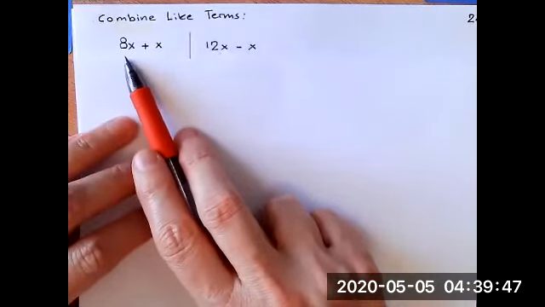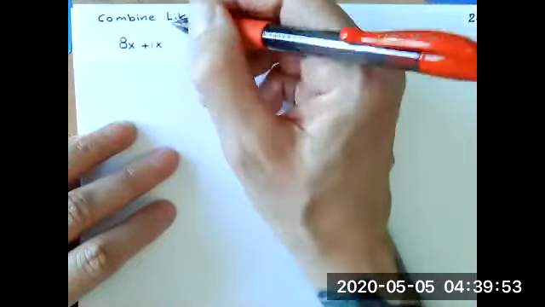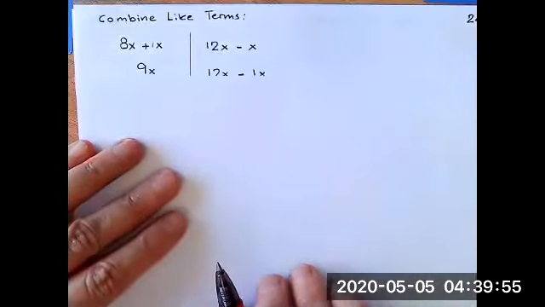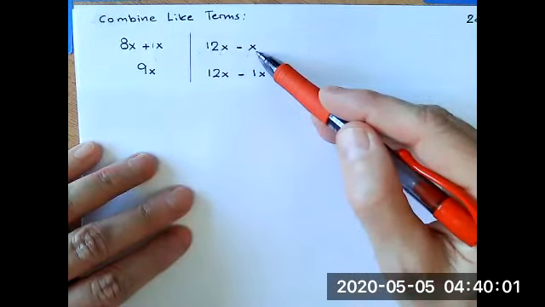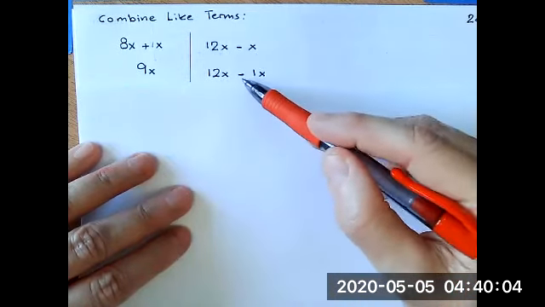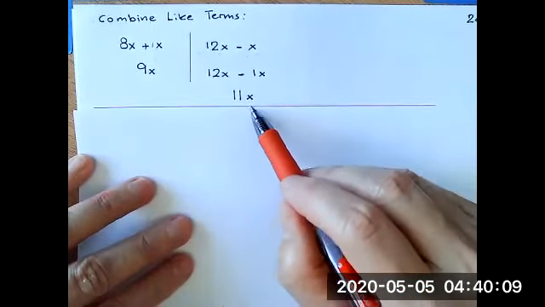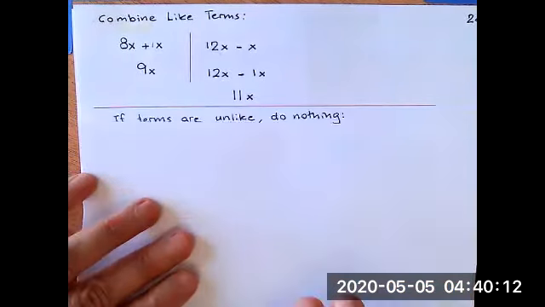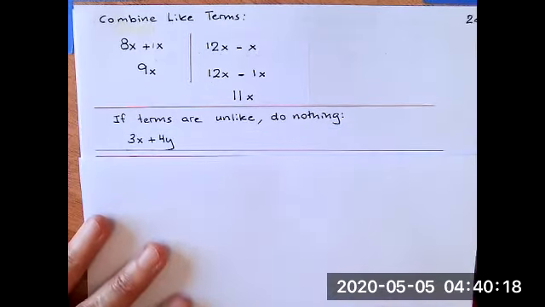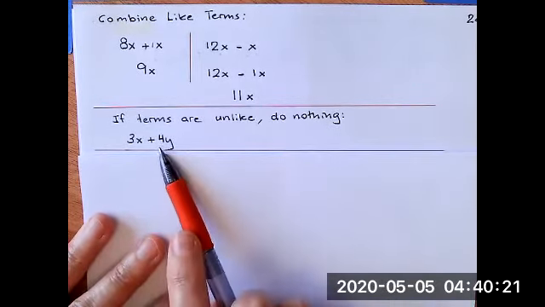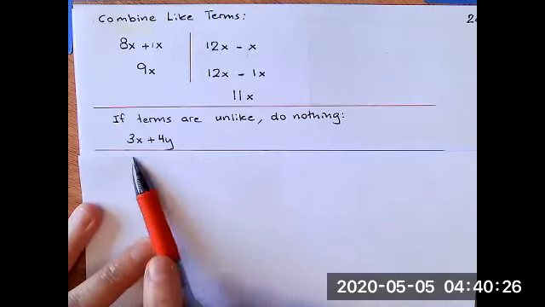Let's combine like terms. 8x and x. Well, remember, this is 1x. So 8x and 1x makes 9x. 12x minus x is the same thing as 12x minus 1x. So 12 minus 1 is 11x. If the terms are unlike, do nothing. So if you have 3x and 4y, you don't have 7 of any one thing. So you just leave that alone.